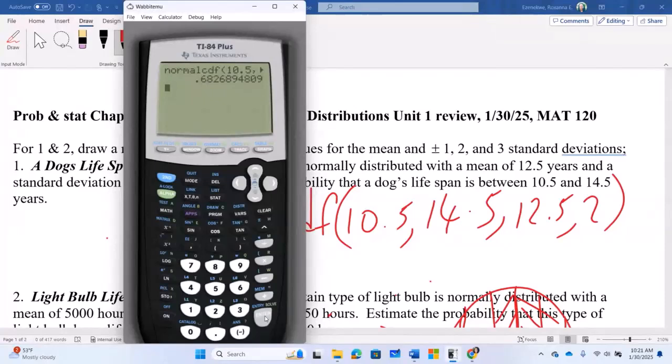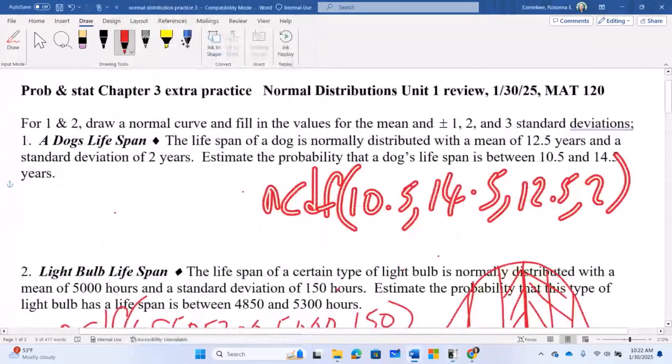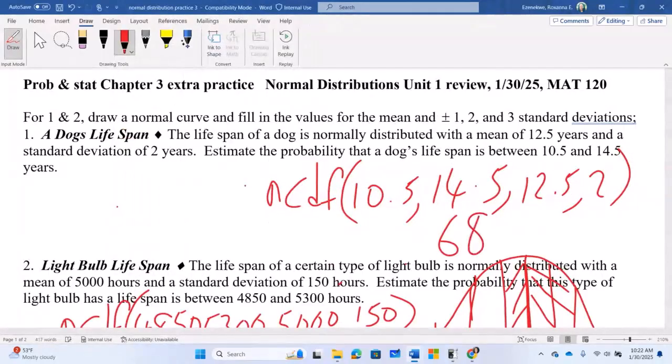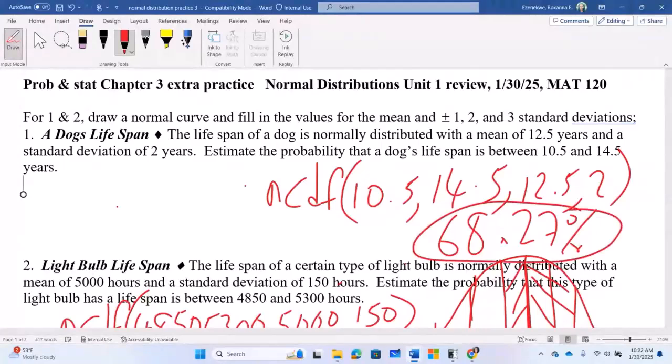So according to the empirical rule, 68.27% of data lie within one standard deviation of the dog's lifespan. So 68% of dogs lie within one standard deviation of the mean. So my answer, correct to 2 decimal places, is 68.27 in number 1. So I can always use the empirical rule to answer the question and then go back and use my calculator.